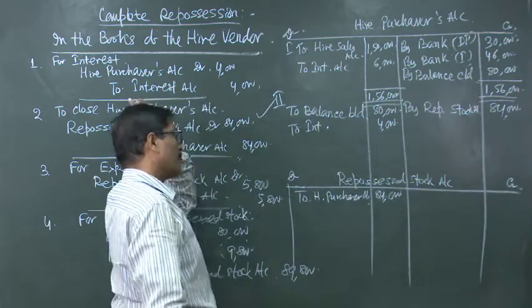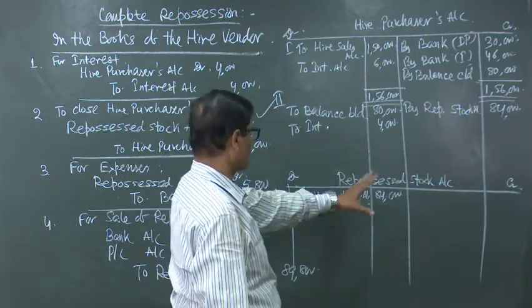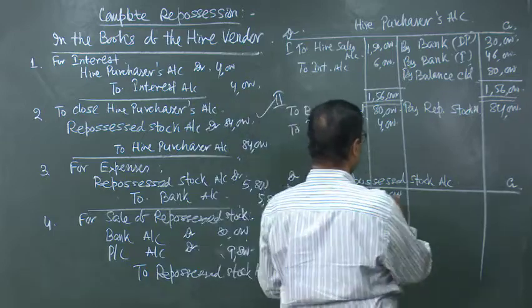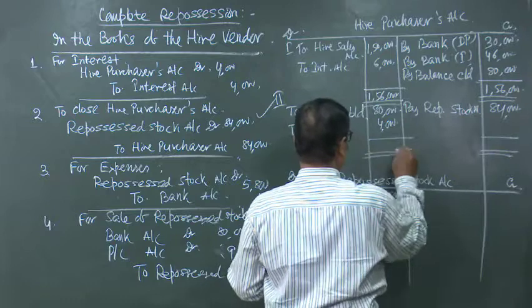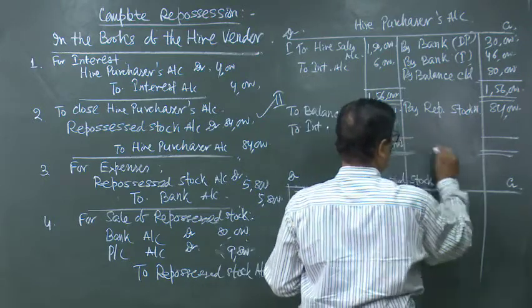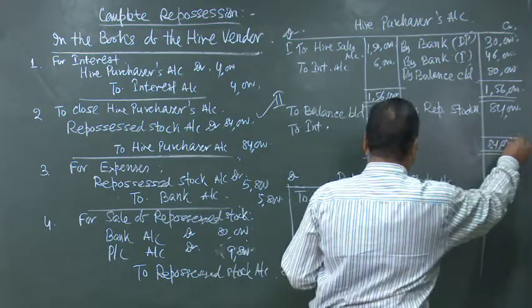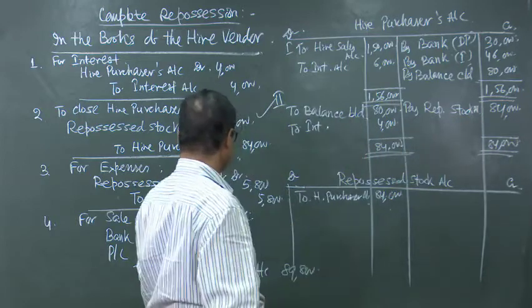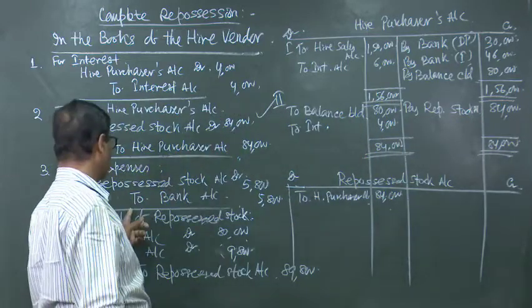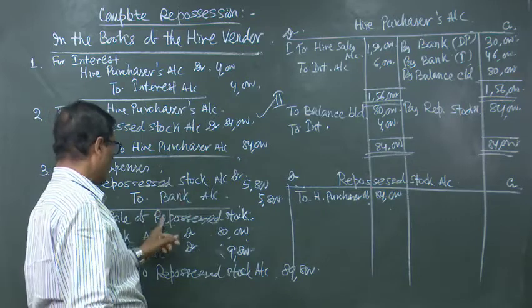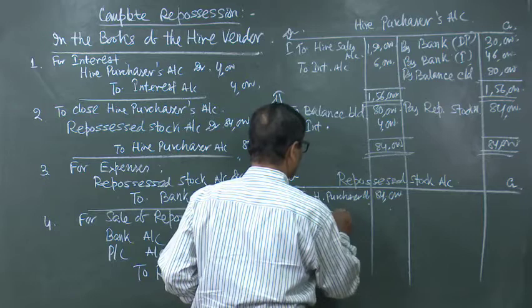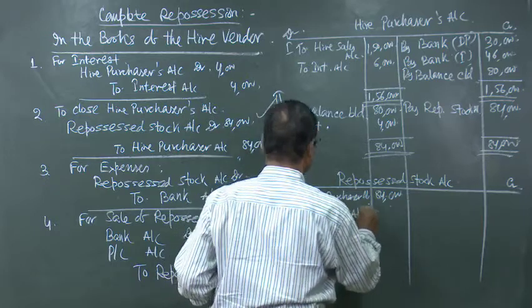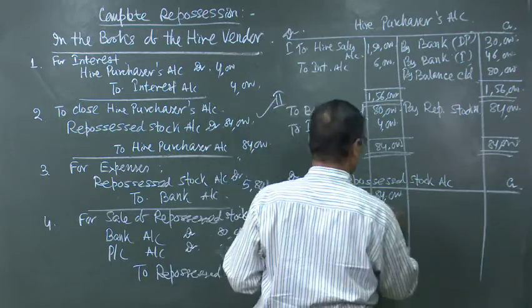Now, whatever balance was there, it was closed. Repossessed stock account debited 84,000 and this balance is closed. This account is closed. Now, let us spend something on its repair, that is 5,800. Entry: repossessed stock account debited to bank account 5,800.